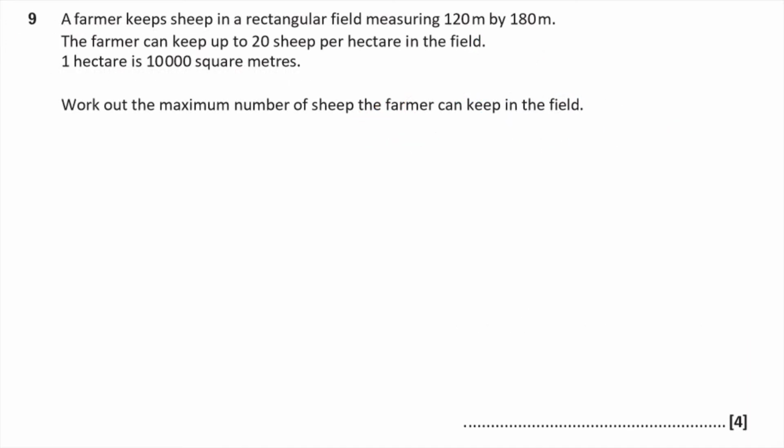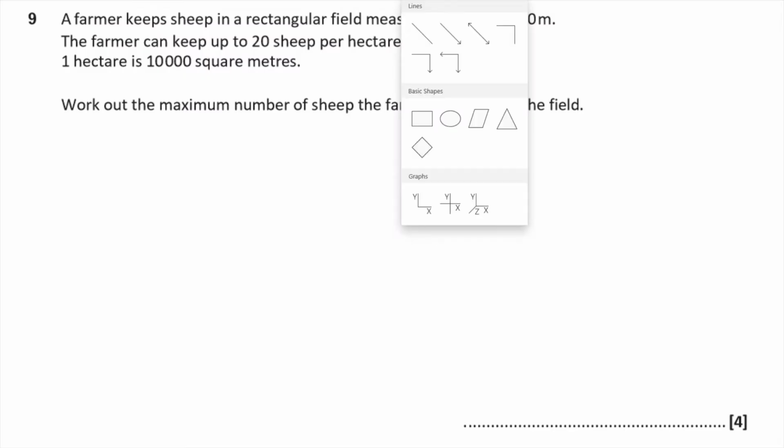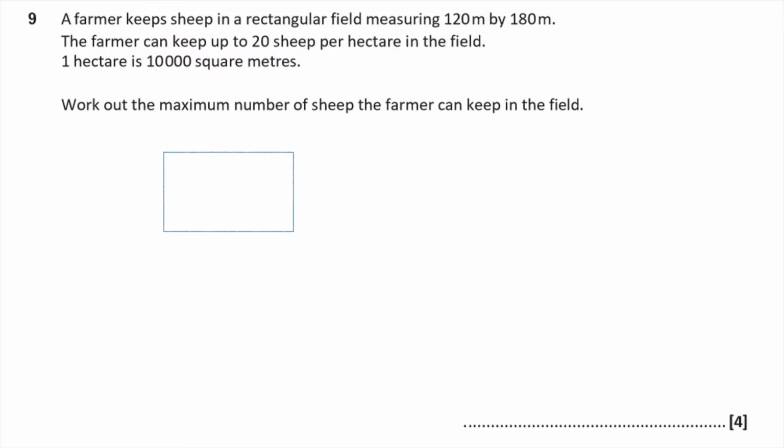Question 9. A farmer keeps sheep in a rectangular field measuring 120 metres by 180 metres. The farmer can keep up to 20 sheep per hectare in his field. 1 hectare is 10,000 square metres. Work out the maximum number of sheep that the farmer can keep in the field. Okay, so we've got a field and we know its dimensions.